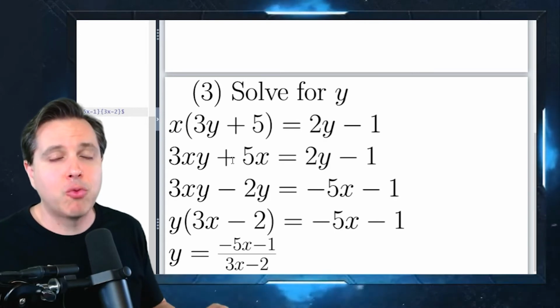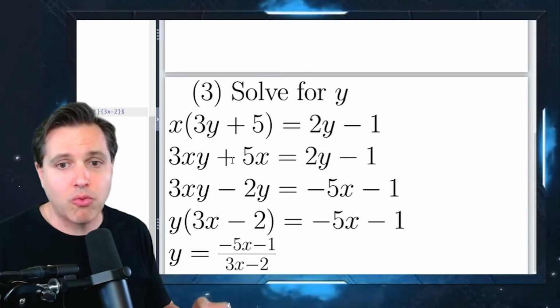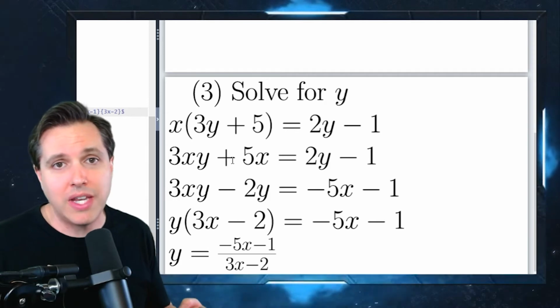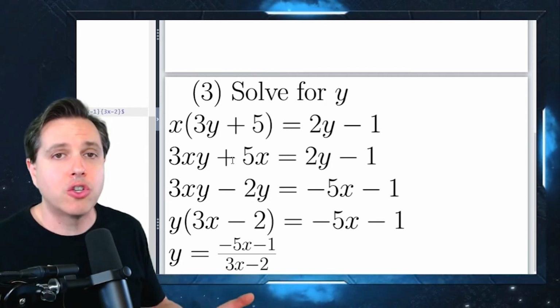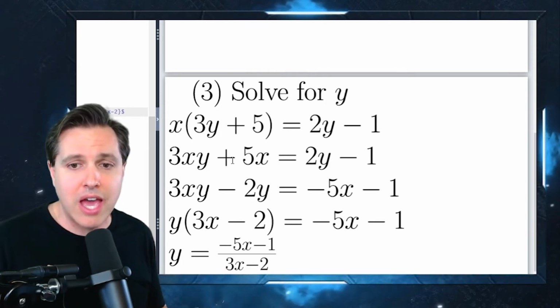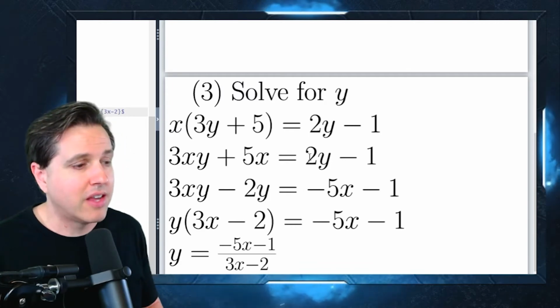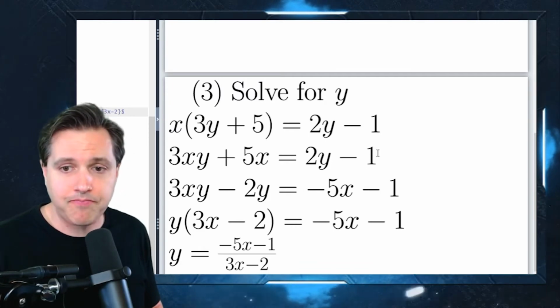So on the left, that gives us x times 3y plus 5 equals 2y minus 1. And then on the left, we distribute that x in. We're ultimately going to have to solve for y, so we need to get it out of those parentheses. So you distribute the x in, giving us 3xy plus 5x equals 2y minus 1.